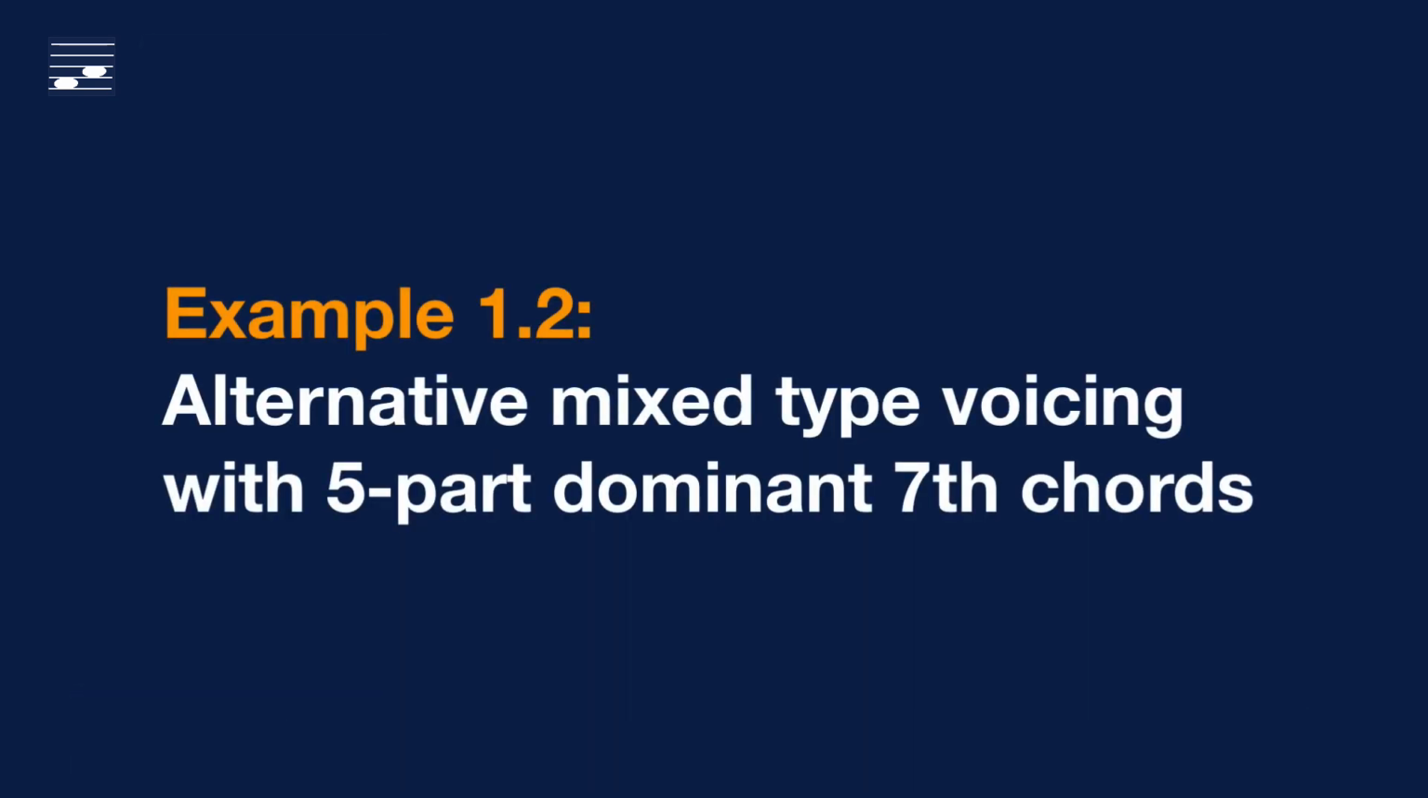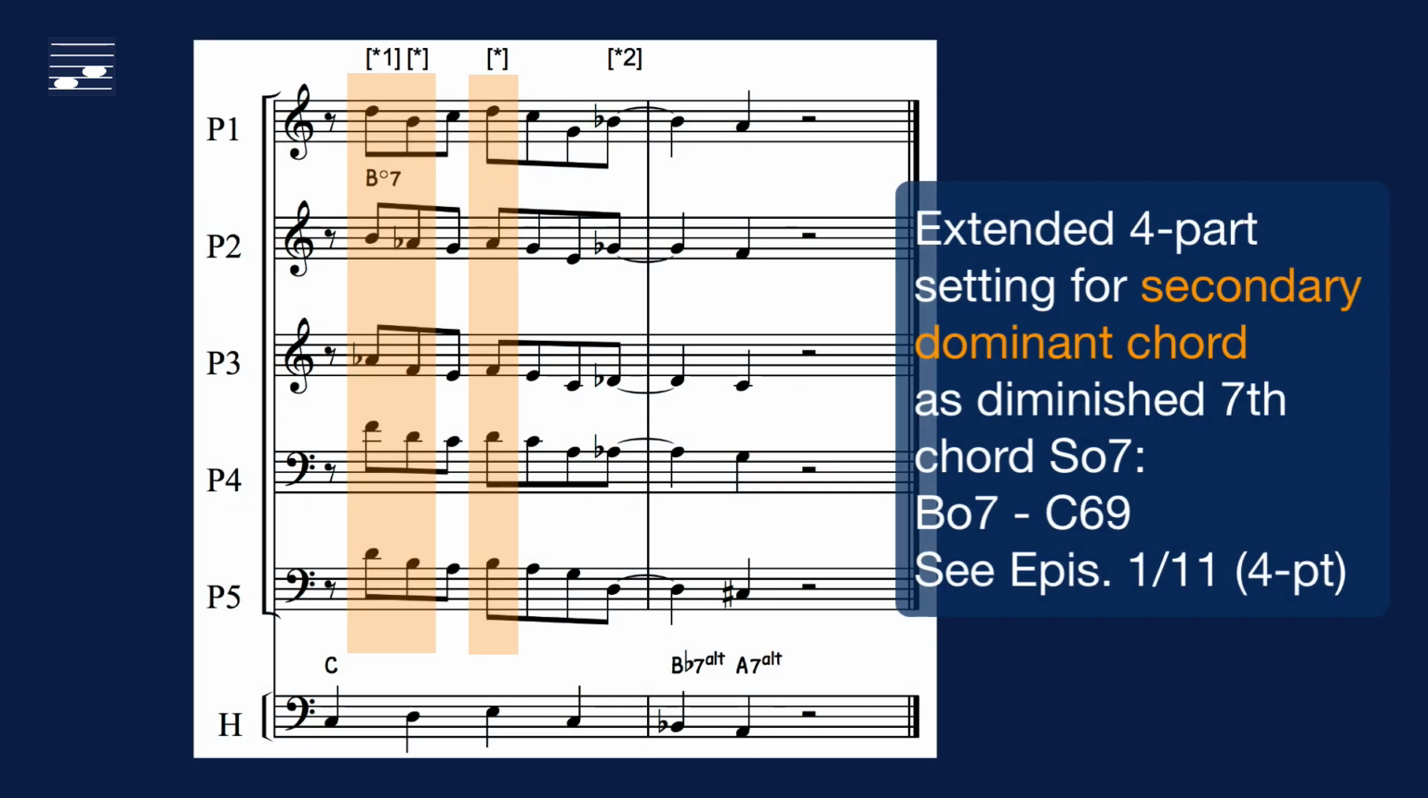In the next voicing, we will also use 5-part settings of the dominant 7th chords. But first, we deal with the pair of non-chordal notes at the start. As an alternative, this time they are harmonized with a secondary dominant chord, here with the dominant equivalent B diminished 7th chord. We used the extended 4-part technique, again doubling the lead at the lower octave.